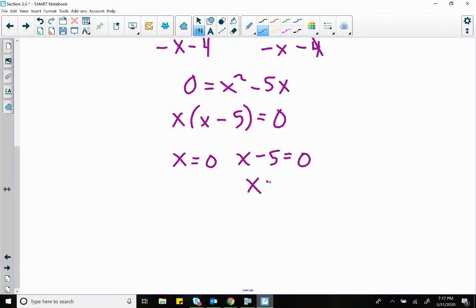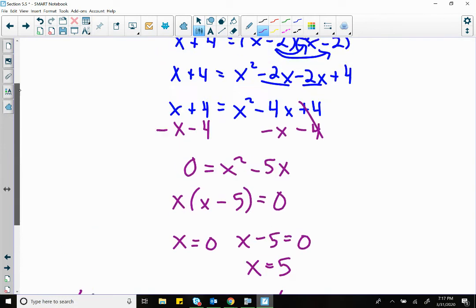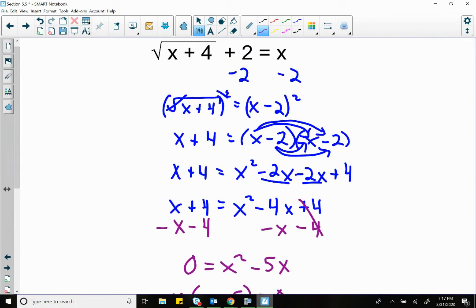So x is equal to a positive 5 here because we'll add 5 to both sides. So again, now we need to check two answers. We need to check the 0 answer, and then we're going to check the positive 5 answer. So I'm going to grab my equation up here. Square root of x plus 4 plus 2, does that equal x?